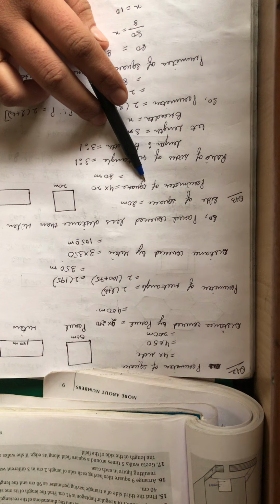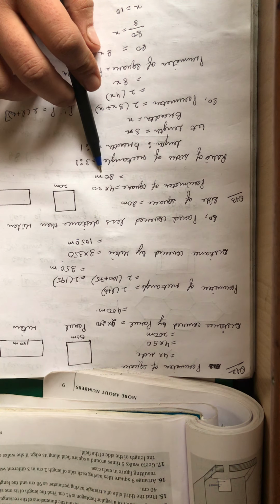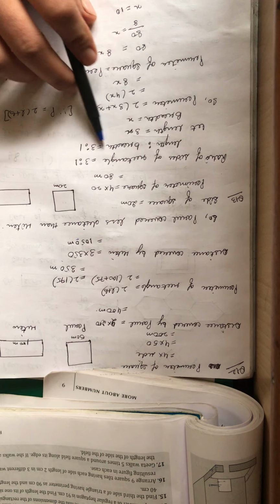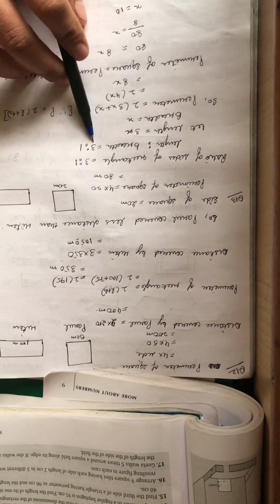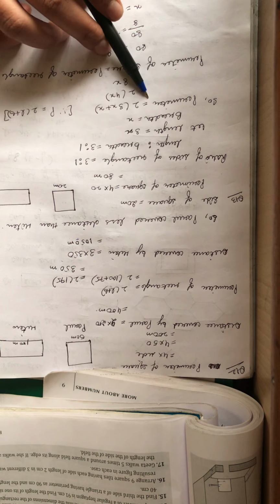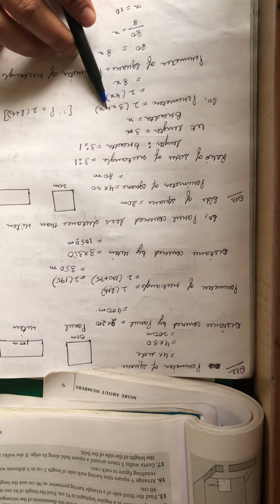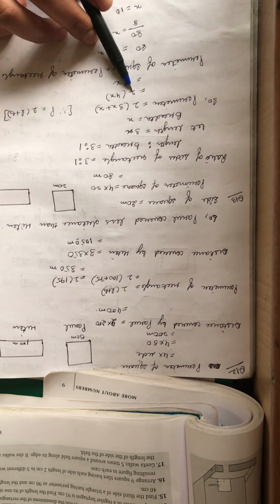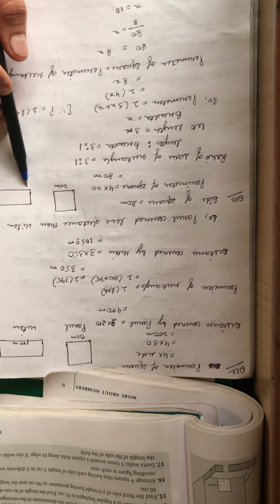So firstly, let us calculate the perimeter of the square. It is 4 into side. It will be 80 meters. Now ratio of sides of the rectangle is 3:1. So again, let length be 3x and breadth be 1x. So perimeter is 2 times length plus breadth. 3x plus x, 4x. 4 into 2, 8x. So this is the perimeter of the rectangular field.